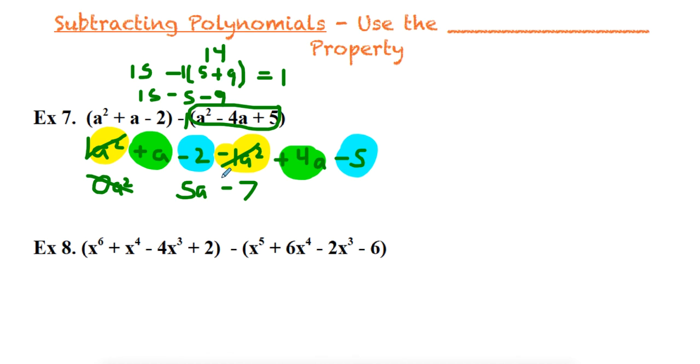It's as simple as combining like terms, but just make sure you distribute the negative when you're subtracting these polynomials. So we're using the distributive property to make this type of question so that we don't have parentheses anymore.